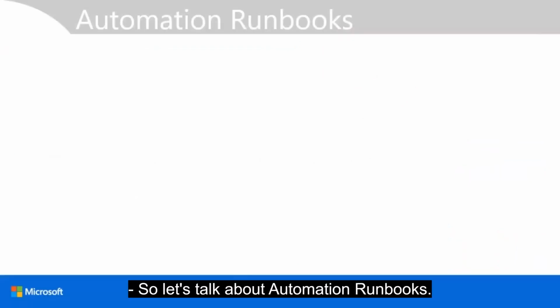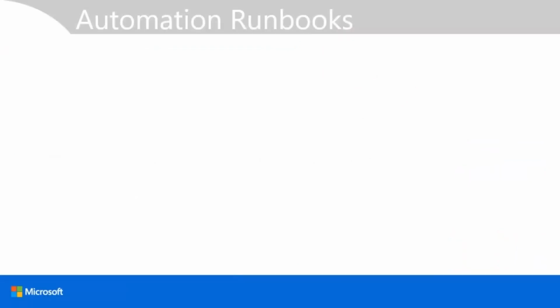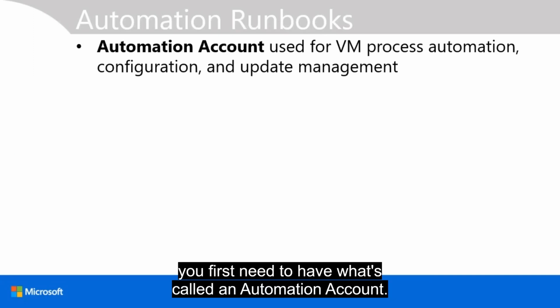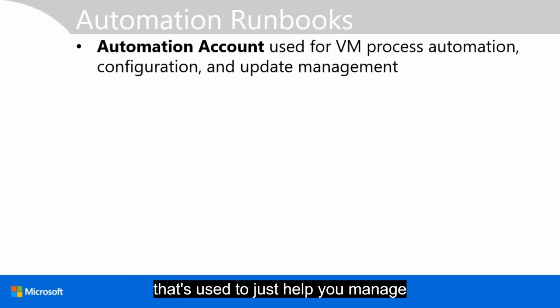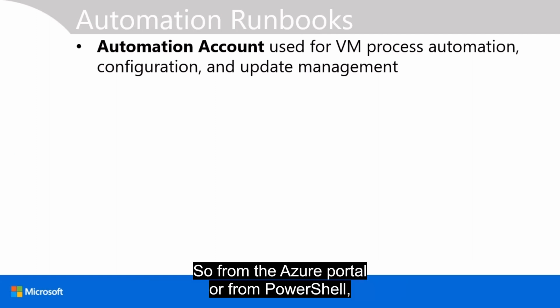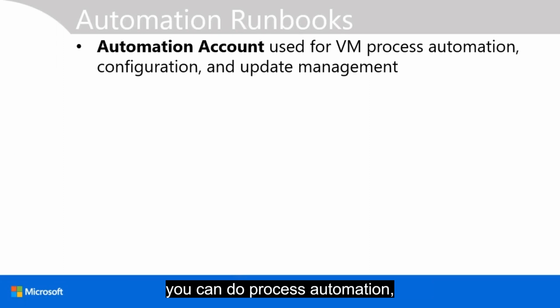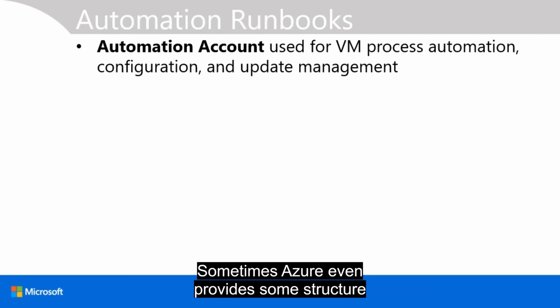So let's talk about automation runbooks. In order to set up an automation runbook, you first need to have what's called an automation account. An automation account is an Azure resource that's used to help you manage automating some features of VMs. From the Azure portal or from PowerShell, you can do process automation, configuration, and update management from an automation account. And you can use scripts. Sometimes Azure even provides some structure around automating these features.